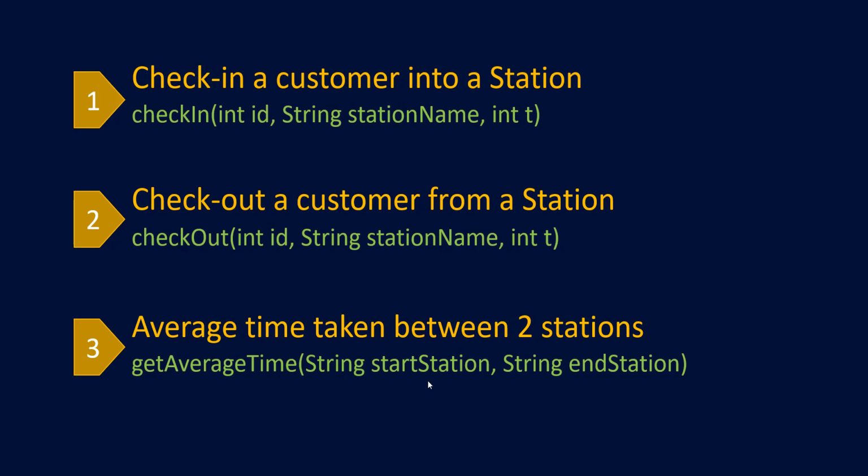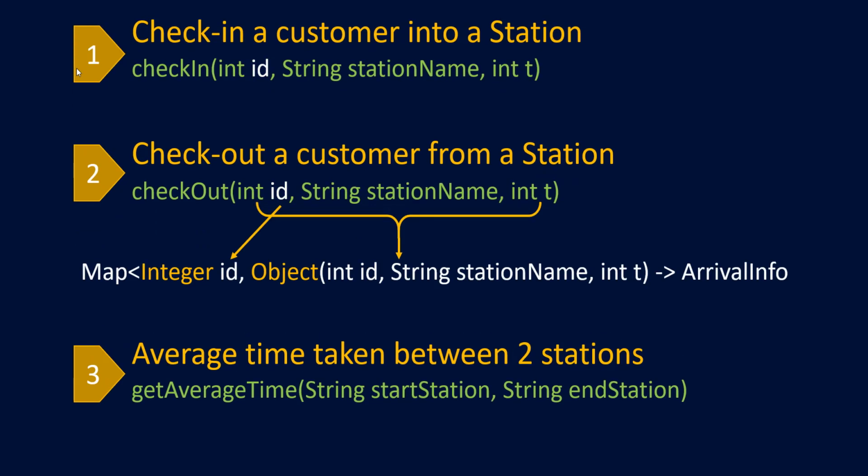So now the basic idea behind any design question is what data structure to use in order to store the data that we have and how do we process that data. So over here, as we can see that for check-in and check-out, we have an integer ID that is given to us. So we can have a map with the key as ID and the object would be this data that is given into our method.